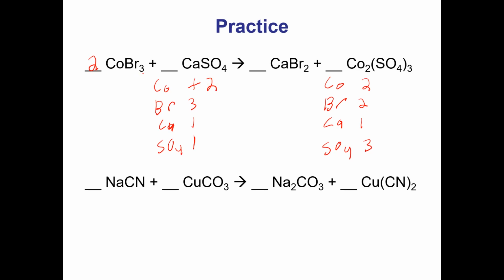2 times 3 is 6. So that gives me 6 bromines, which means that now I've got to change my bromines over here. So if I want to get 6, that means I need to put a 3 here, which gives me 6 bromines, but that gives me 3 calciums. So now I'm going to balance calcium, and I can balance sulfate at the same time by putting a 3 here. So this gives me 3 calcium and 3 sulfate.